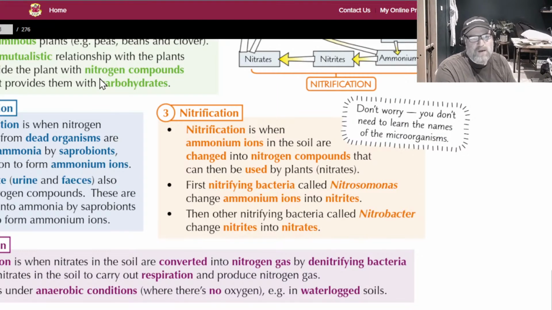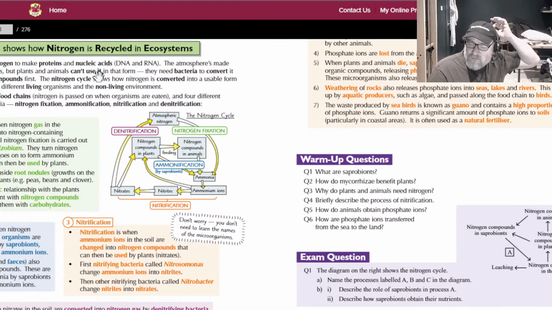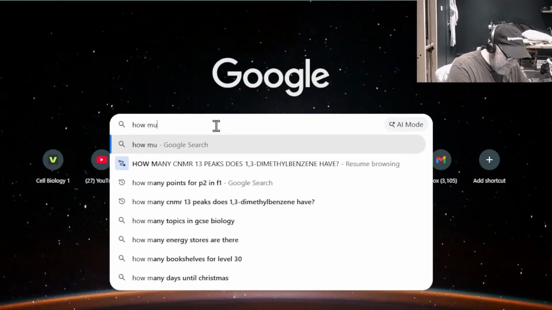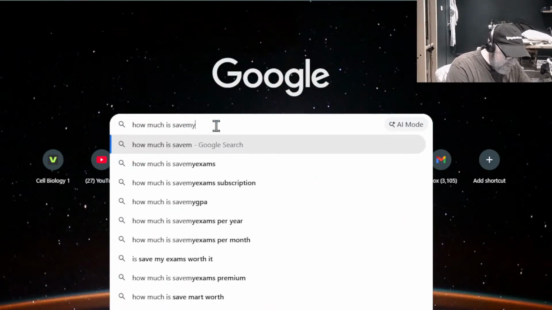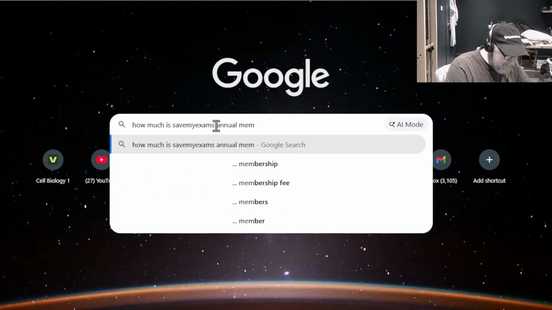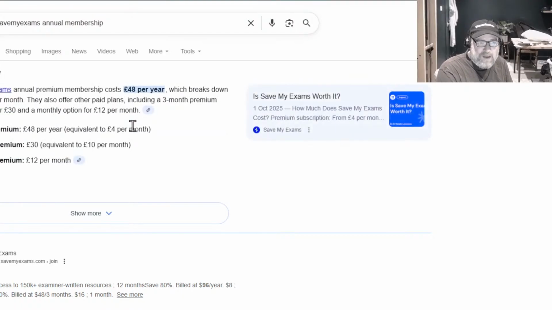So it depends whether you're someone who's like, I don't mind paying. I don't know what the annual fee is now. £30? What are they asking now for a fee? How much is Save My Exams annual membership? I don't know what it is. £48 a year. So it's £48 to get Save My Exams for the year.